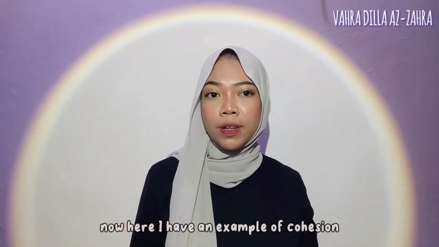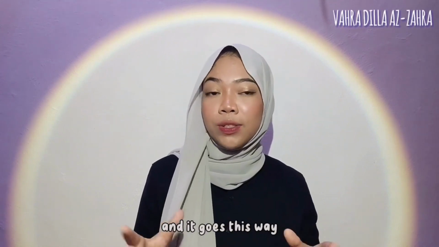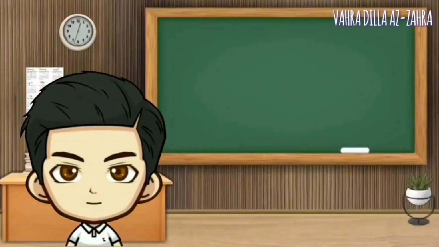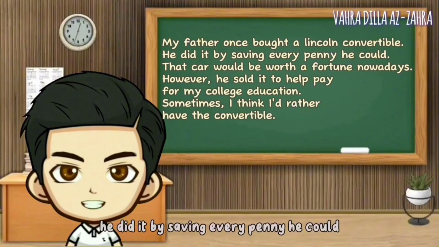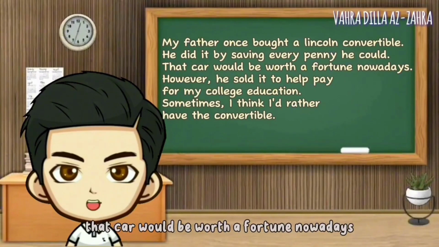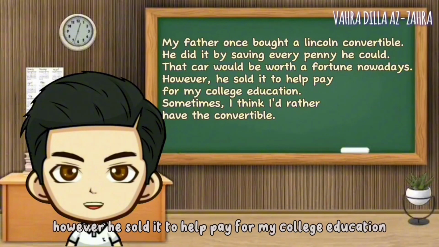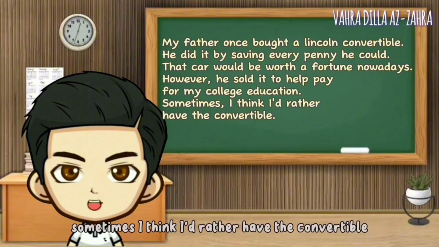Now, here I have an example of cohesion, and it goes this way. My father once bought a Lincoln convertible. He did it by saving every penny he could. That car would be worth a fortune nowadays, however. He sold it to help pay for my college education. Sometimes, I think I'd rather have the convertible.